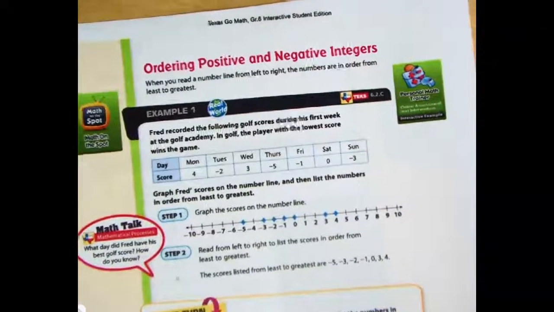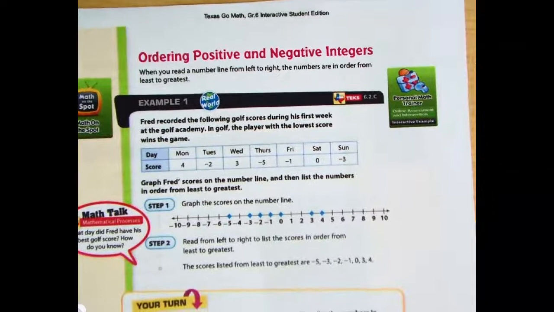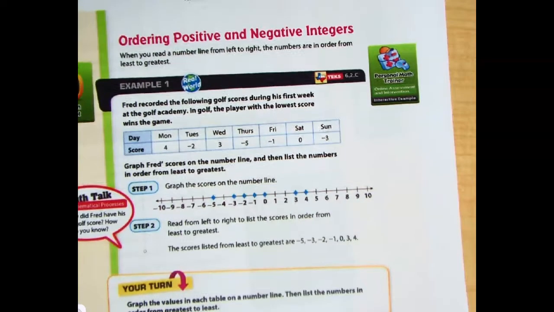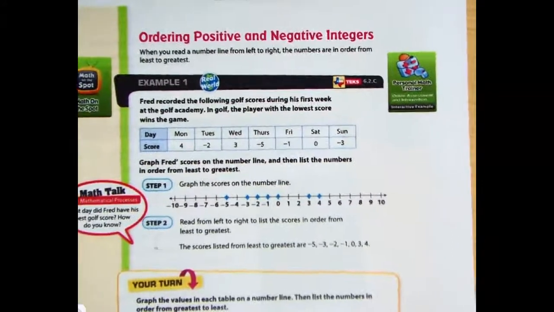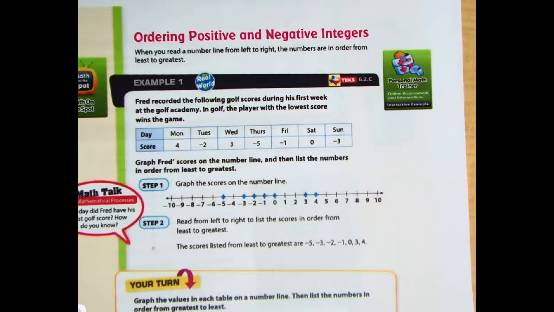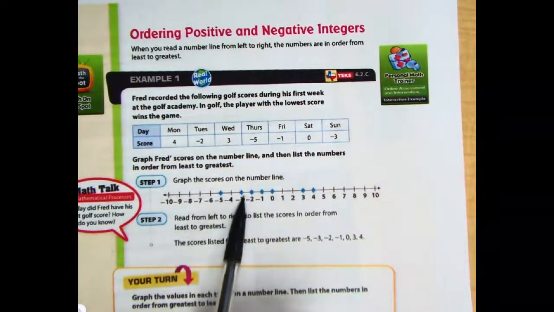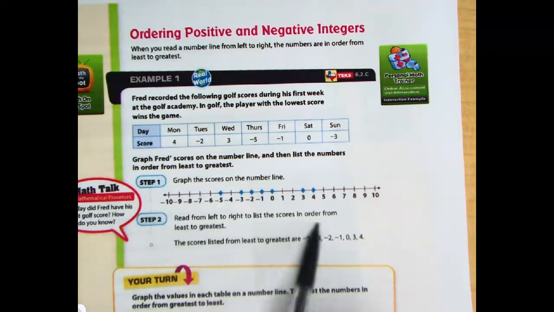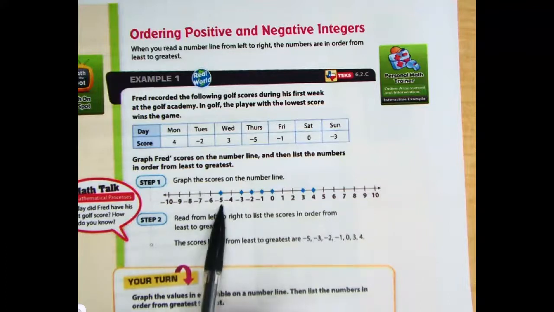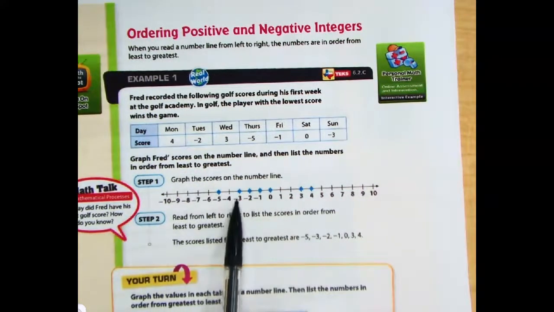So now we're going to talk about ordering positive and negative numbers. It says Fred recorded the following golf scores during his first week at the golf academy. In golf, the player with the lowest score wins the game. So graph Fred's scores on the number line and then list the numbers in order from least to greatest. They already plotted them on the graph here with the blue dots. Read from left to right, and that would put them in order from least to greatest. So -5 would be first, just like it shows. Then -3, then -2, -1, 0, and then 3 and 4. So these numbers are in order from least to greatest.